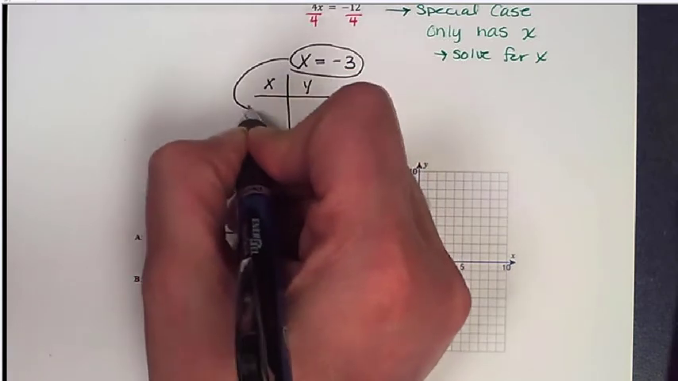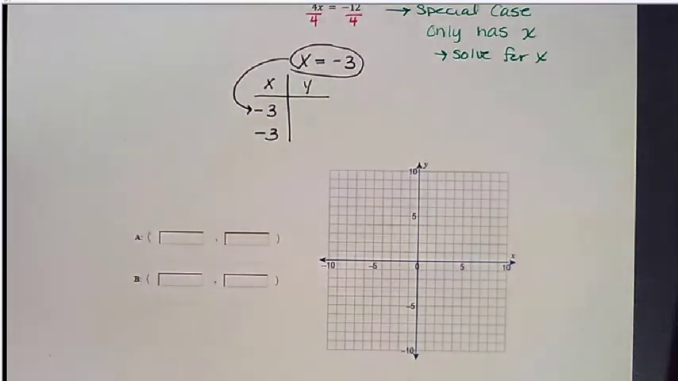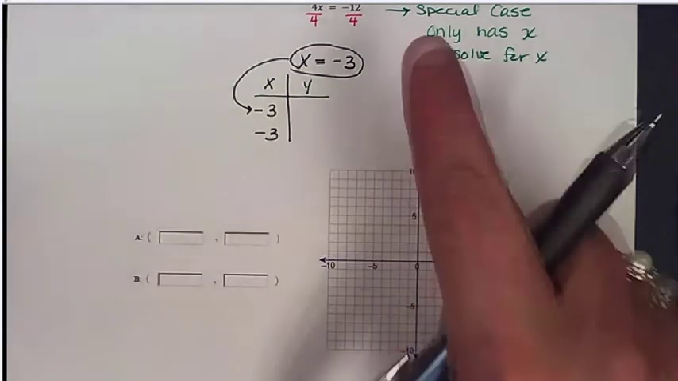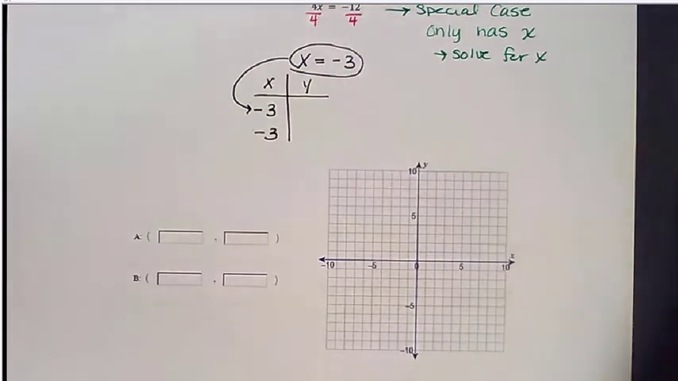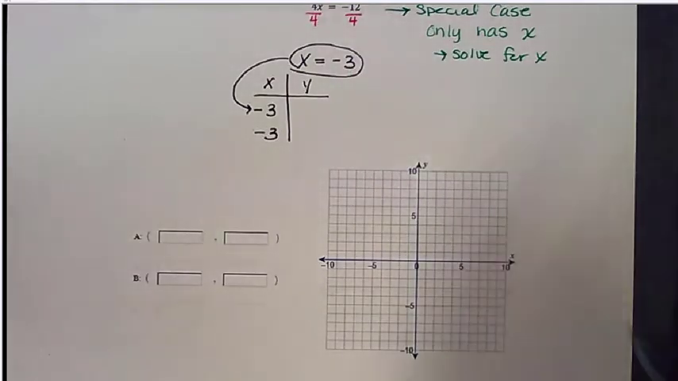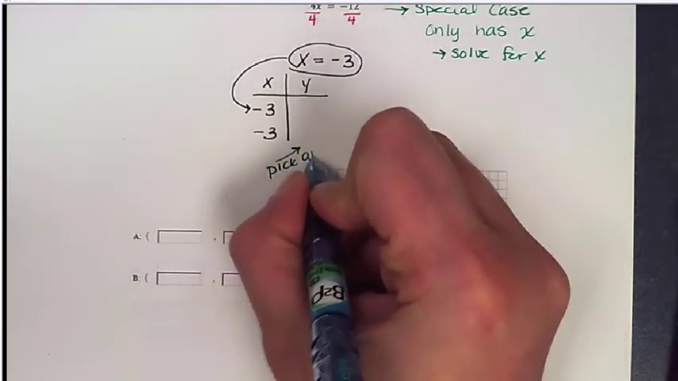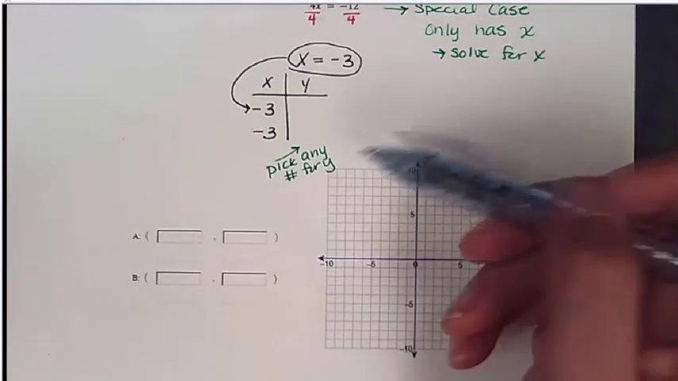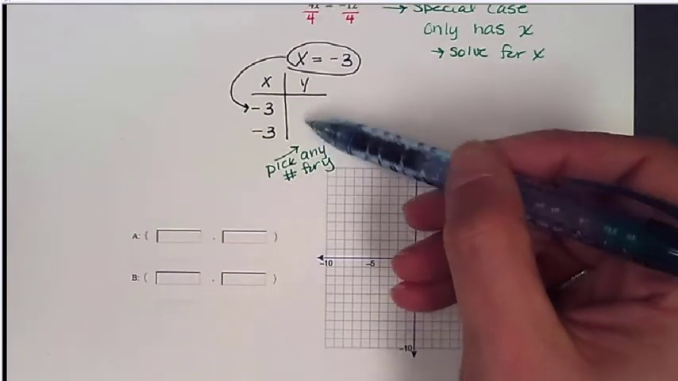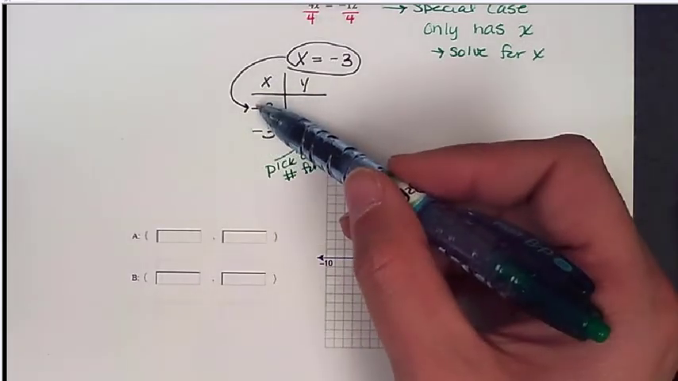So for both of these values in my x column, where I would typically choose the x values, it's already chosen for me. X is -3. Now here's the cool part: you actually get to pick any number for y. The reason is because it doesn't matter what my y value is. It could be 5 million, my x is still going to be -3.